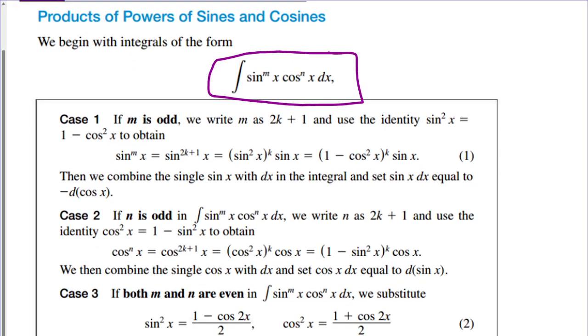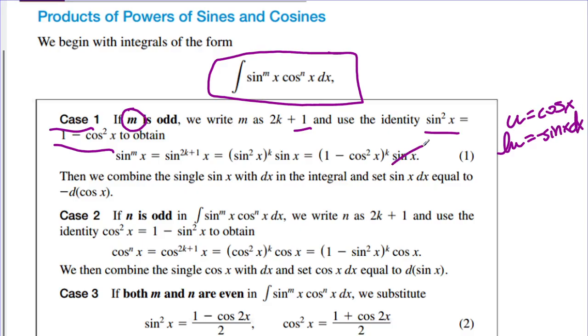The first rule is if we have a product of a sine function and a cosine function, we're going to consider case 1: if m is odd, so there's an odd number of sine functions. We're going to take out a sine function, using the 2k plus 1. We're going to use the identity for sine squared, that is 1 minus cosine squared. Then we set u to be cosine, and du is going to be negative sine of x dx, so that we can cancel the sine and come back and do our integration with what's left.